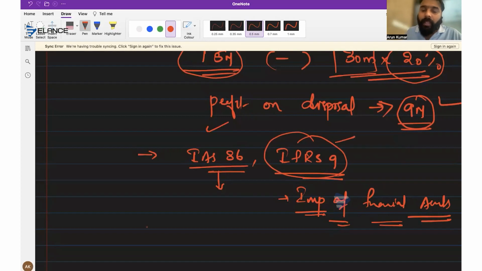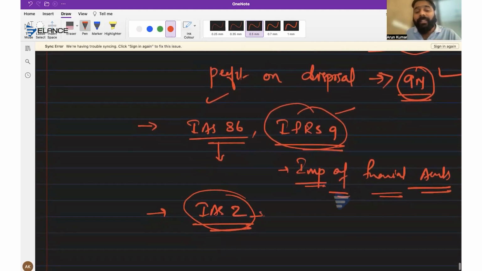So we can mention these standards. And the product value will go down, so we have to mention IAS 2. The inventory value may change, so there will be changes in the NRV. We have to consider that.